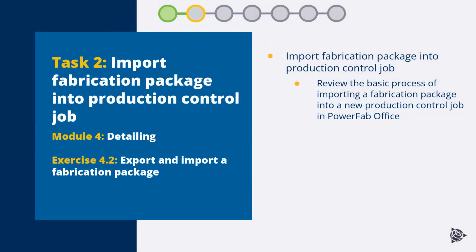Having exported the fabrication package from the model. In this task, we will look at the basic process of importing this into a new production control job in Power Fab Office. When importing a production control job, Power Fab Office performs multiple validation checks to ensure the bill of materials is complete and accurate, and this sometimes requires you to provide additional information. In this task, we will only focus on the import process itself.